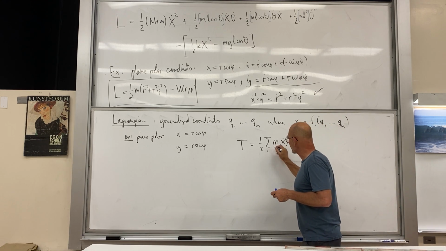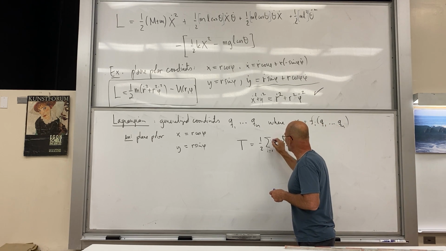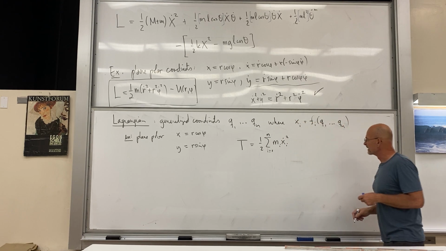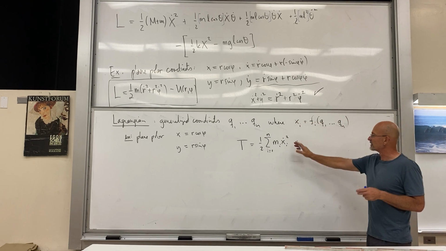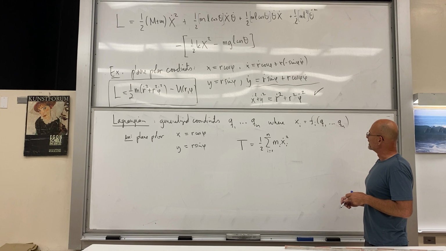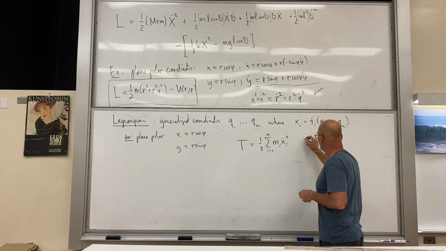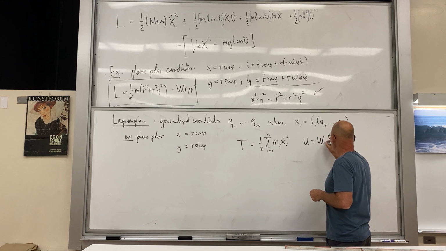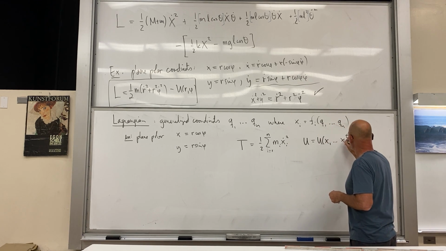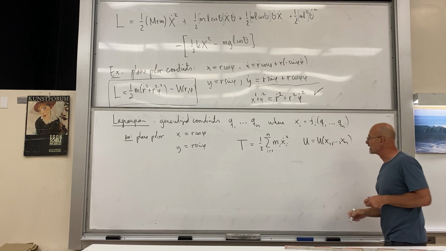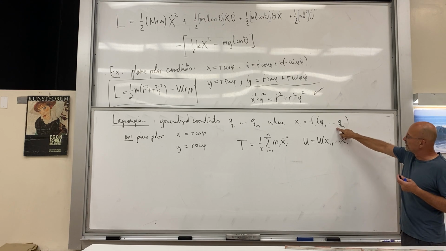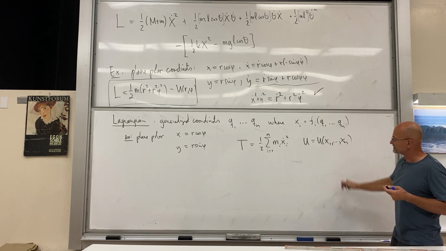But that's no problem. We're always just going to say i equals 1 to n. Okay. n, 3n makes no difference. Okay. Good. So this is what we have, and u is equal to u of x1 to xn. This is our Cartesian. How do we get it in terms of these q's?